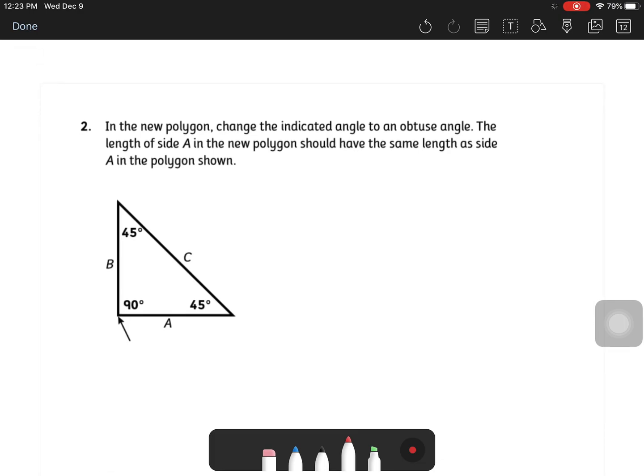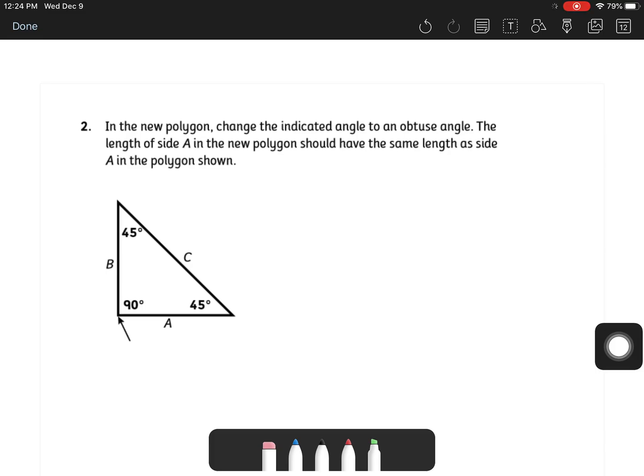Okay, and in the last one, it says, in the new polygon, change the indicated angle to have an obtuse angle. The length of side A in the new polygon should have the same length as side A in the given one. So we don't want to change the length of this bottom side. That should stay the same. But the other things can change, and we have to change this 90-degree angle to an obtuse angle. So we want to make that bigger than 90.